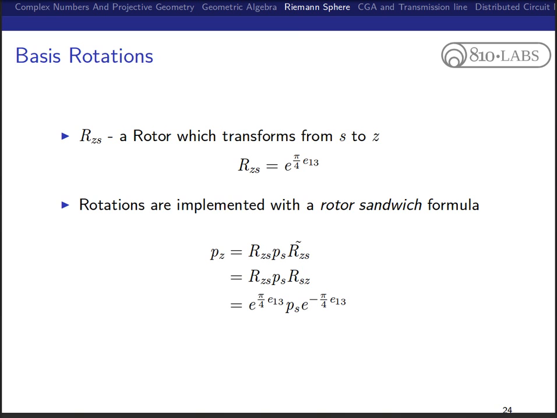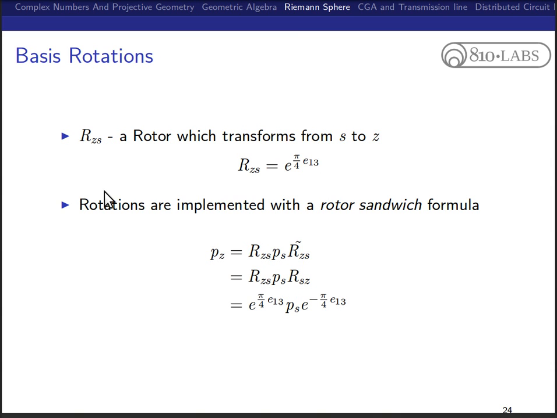Okay, so in the paper, this all worked out in details, and we find that there are specific rotations which change the different basis sets, and so we define them like this. So R sub ZS is, by definition, a rotor, which is just a rotation, which transforms a vector from S to Z. And this is, just so you know, explicitly given in the paper by something like this, which is a pi/2 rotation in the E13 plane.